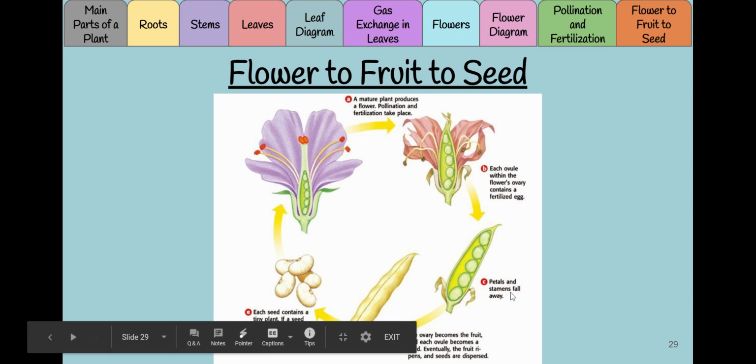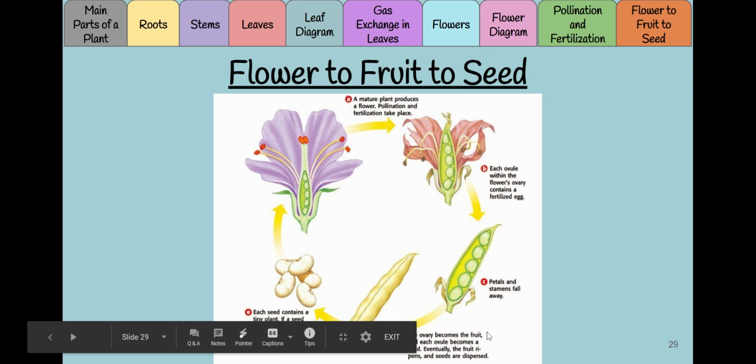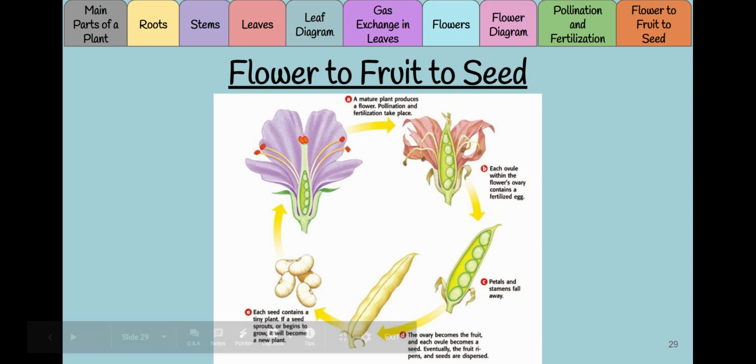And the petals and filaments fall away. So the flower falls away. So the fruit, or the vegetable in this case, will show up from the flower. And the ovary becomes the fruit. And then it becomes a seed, because that's what's inside of the fruit, or the vegetable, is a seed.